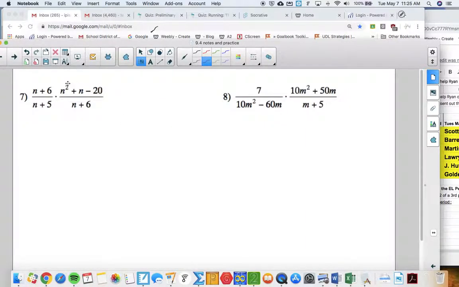Number 7, all right, so now I need to start factoring things like this term, this factor up on top, or this polynomial needs to get factored. So I'd be looking for numbers that multiply to negative 20 and add to 1, because there's a coefficient of 1 there. So it'd be a positive 5 and negative 4.